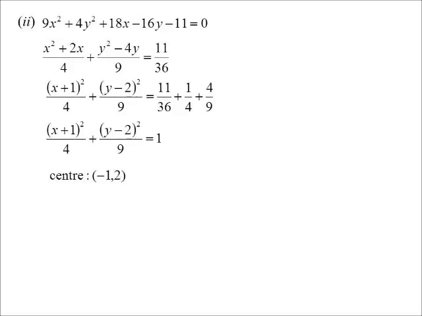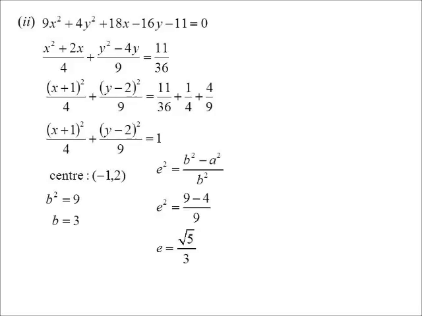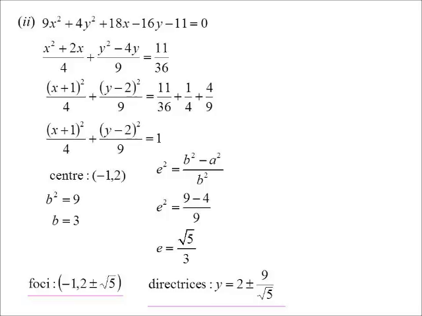B squared, you'll notice, is bigger than A squared, this one. So it's stretching vertically. So B is 3. Eccentricity turns out to be √5 on 3. So my foci, which normally I would say (0, plus or minus BE), so (0, plus or minus √5), but shifted to the left one, up two, I get (-1, 2 plus or minus √5). Directrices, y equals, normally just B divided by E, but this one's been shifted up two, and there you go.